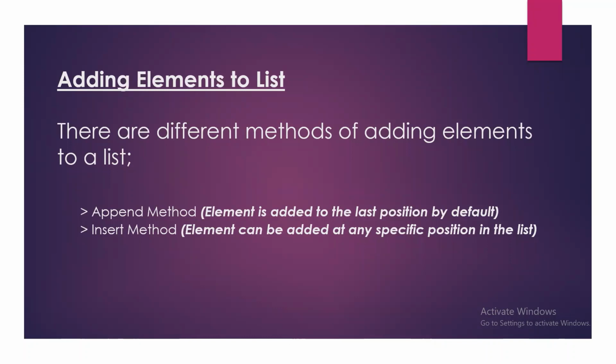Therefore, in order to get an element of a list by its index number, we can get a specific element by specifying its index. Using the list name, and in square brackets we mention the index of that particular element which we want.